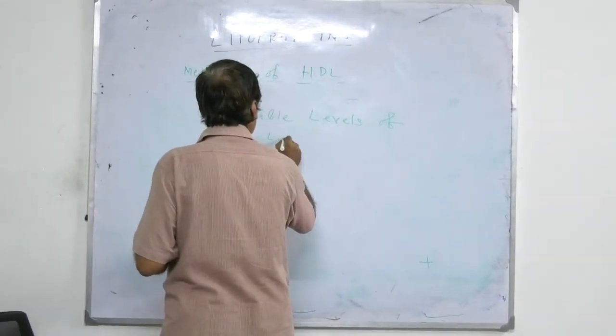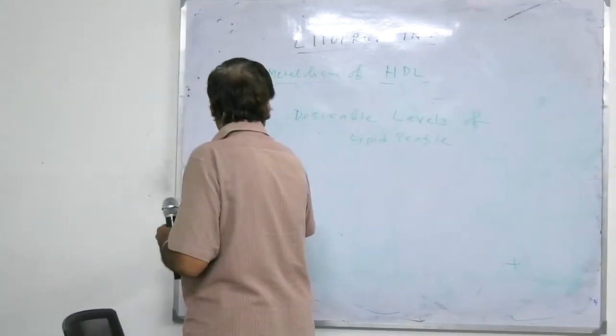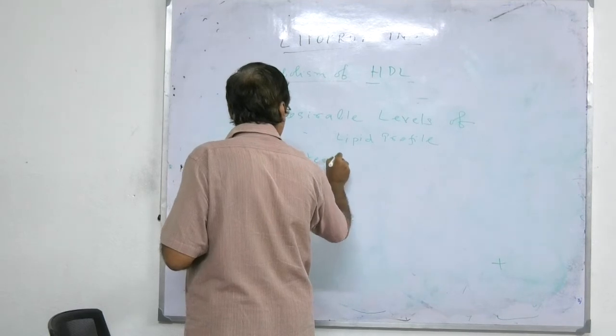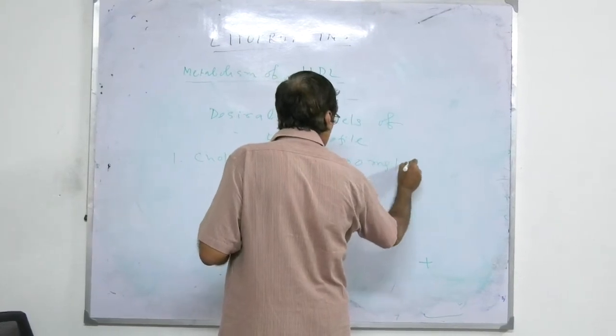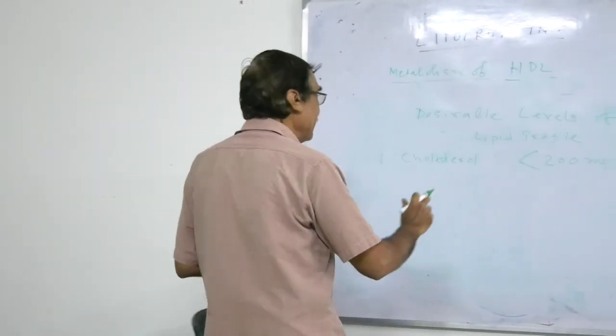ডিজায়ারেবল লেভেলস অফ লিপিড প্রোফাইল কি কি হতে পারে? ইন কেস অফ কোলেস্টেরল, সেটা হবে below 200 মিলিগ্রাম পার ডেসিলিটার, মানে কখনোই 200 এর উপর উঠতে দেওয়া উচিত হবে না। ডিজায়ারেবল লেভেল মানে বাঞ্ছনীয় লেভেল হচ্ছে less than 200। এটাকে নরমাল লেভেল বলি না আমরা। ইন কেস অফ গ্লুকোজ আমরা নরমাল লেভেল বলি, ইন কেস অফ ইউরিয়া আমরা নরমাল লেভেল টার্মটা ব্যবহার করি, বাট ইন কেস অফ লিপিড প্রোফাইল we use the term desirable level. Desirable level means it should be below 200.